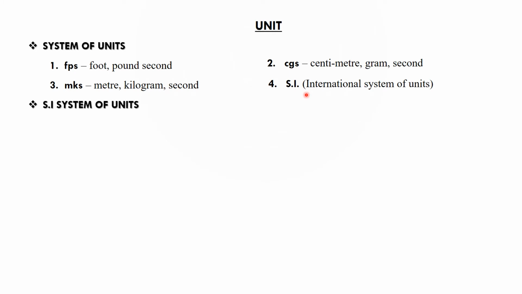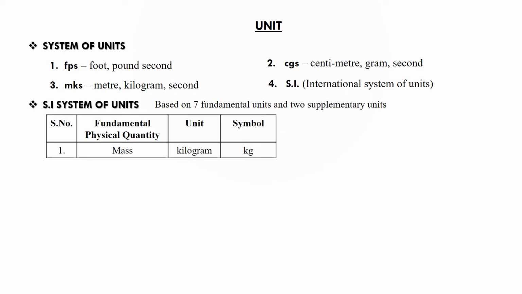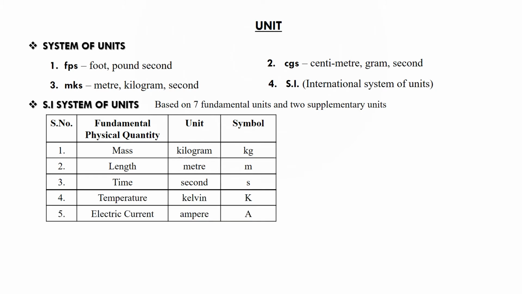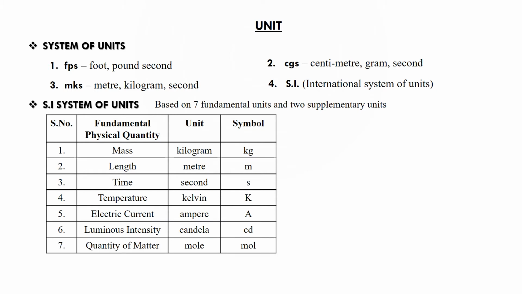Now, the SI system of units is based on 7 fundamental units and 2 supplementary units. The first one is mass, unit is kilogram, with symbol kg. Length is meter, symbol m. Time unit is second, symbol s. Temperature unit is Kelvin, capital K. Electric current, ampere, capital A. Luminous intensity, candela, cd. Quantity of matter, mole, mol as the symbol. So these were the 7 fundamental units.